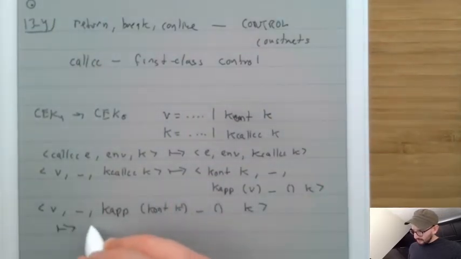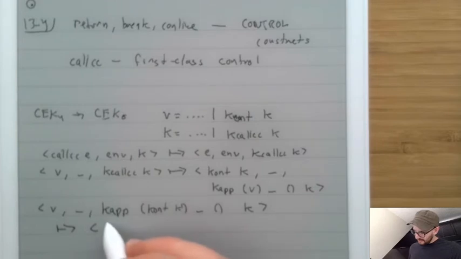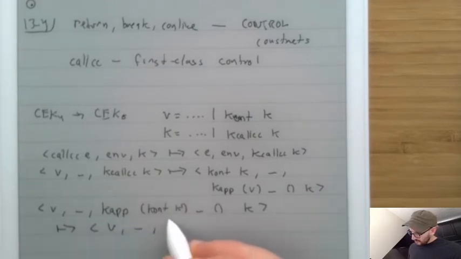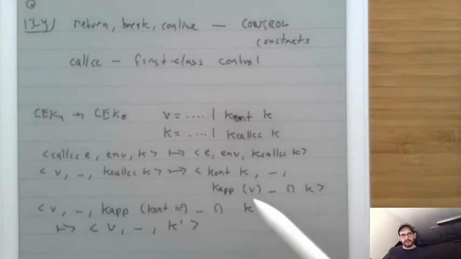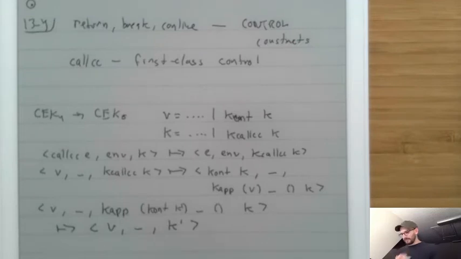Then in that case, what we're going to do is take this value right here and return it to the embedded k prime. So essentially we're going to throw away that k. That's what the abort does in the normal implementation. It throws that away and instead switches to returning to k prime. Let's walk through an example of this running.